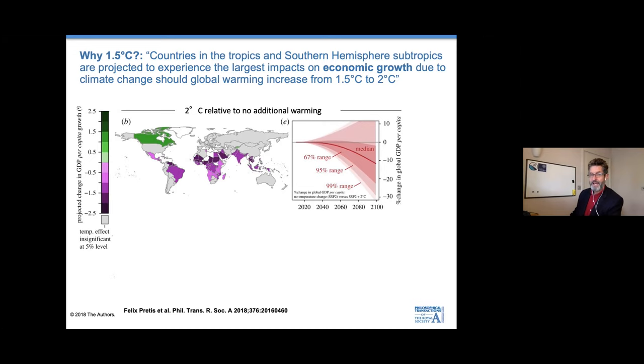So this is where the economic impacts of climate change are most likely to be felt first, at these lower levels of warming. And it's those inequalities that I think are really important in understanding why the countries of the world agreed to limit warming to 1.5 degrees.